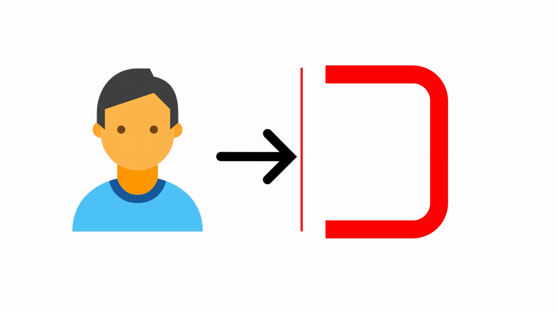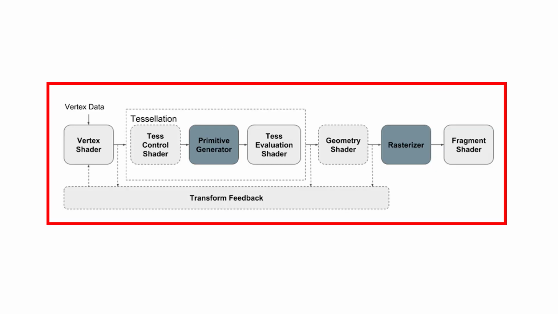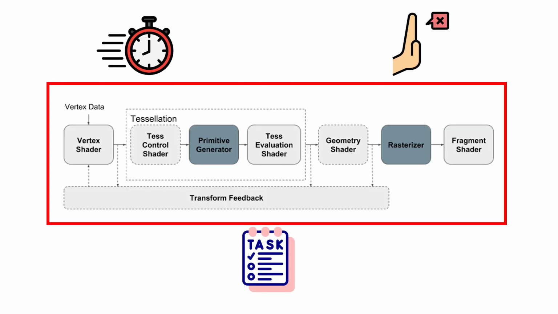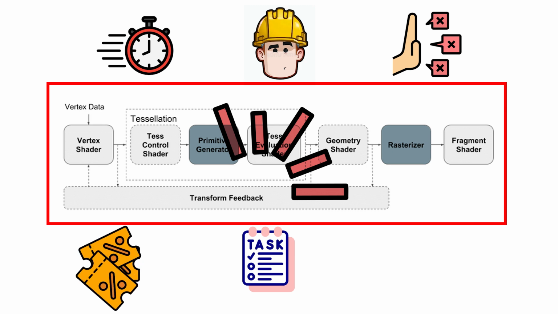You could not insert your own math for lighting models, skinning, or post-processing. This made the pipeline fast for its narrow set of tasks, but inflexible. Any effect outside those built-in steps required awkward workarounds, extra passes, or was simply not possible.